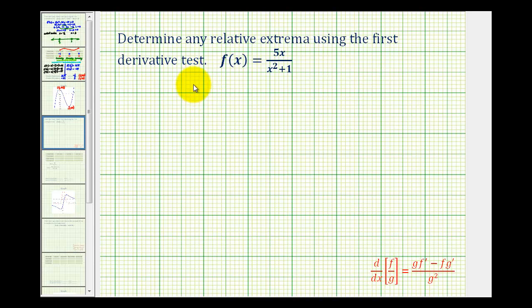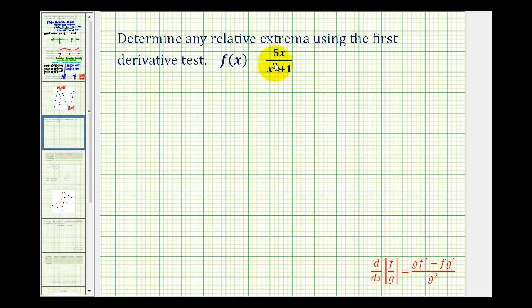We want to use the first derivative test to determine any relative extrema of the given function. So the first step is to determine the possible locations of any relative extrema. And all relative extrema occur at critical numbers, which is where the derivative is equal to 0 or undefined. So the first step is to determine the derivative of the given function.